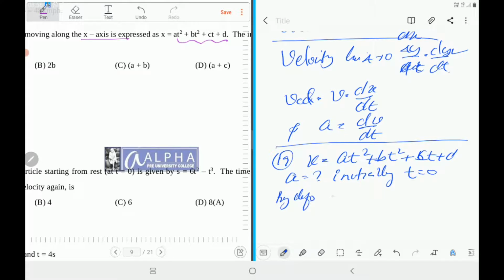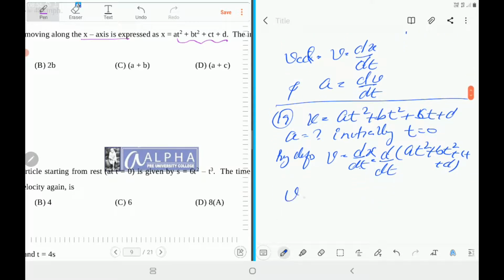By definition, what is acceleration? Velocity first of all is the rate of change of position. We write it this way, d by dt of x, where x is at squared plus bt squared plus ct plus d, written in brackets. You know how to evaluate d by dt of this. See, at square gives 2at.